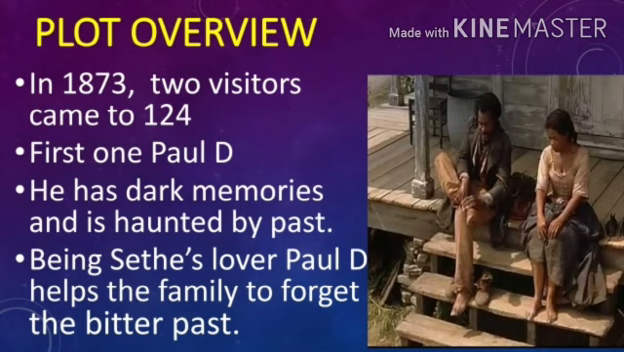In 1873, two visitors came to 124. The first one was Paul D., a man who was a slave with Sethe back at Sweet Home. Paul D., like Sethe, was haunted by the pain of the past. He suffered unspeakable atrocities before the end of the Civil War. He has dark memories of time spent in a prison for Black men. Paul D. becomes Sethe's lover and he tries to help the family forget the bitter past.